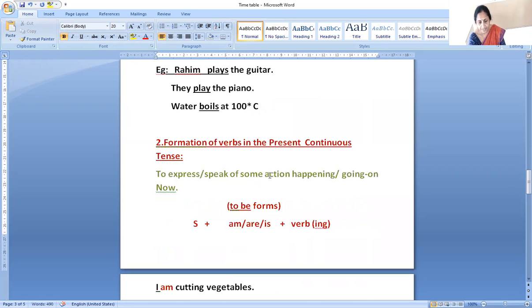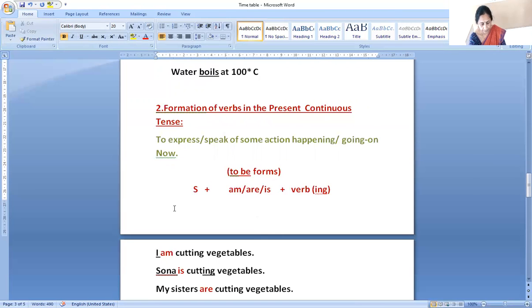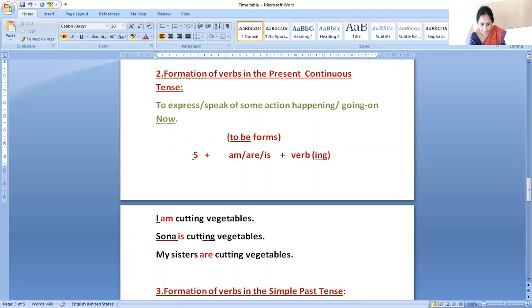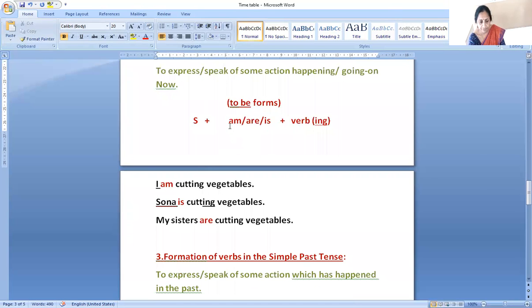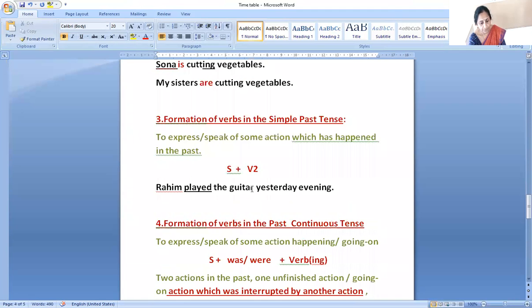Next we have present continuous. Now where do you use present continuous? It is when you want to express or speak of some action happening or going on now, right now. Then you have to use present continuous. Now how do you form present continuous? You have to use the subject. Here you can see I is the subject. Then am, are, or is, that is the to be forms, plus the verb in the ing form. So again you can see which form of to be you have to use depends on which subject you are using.